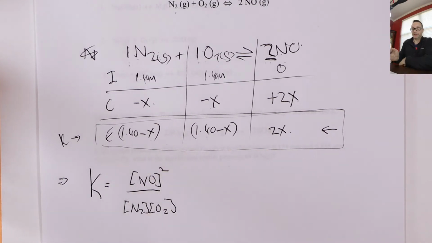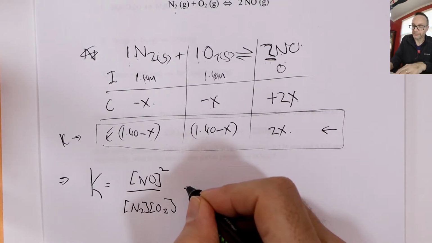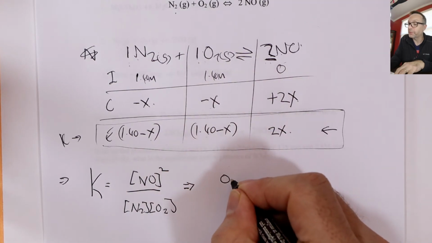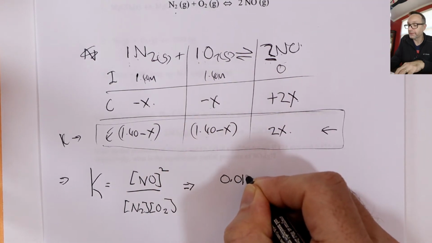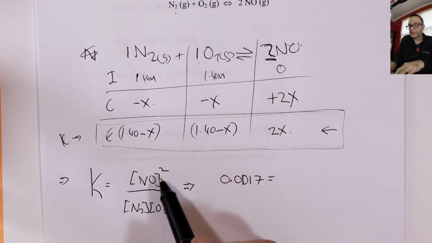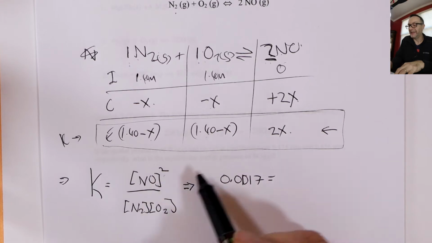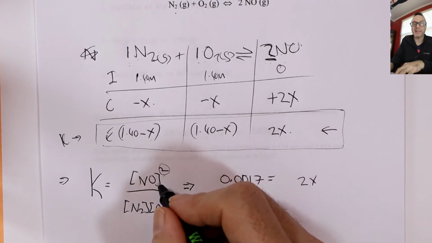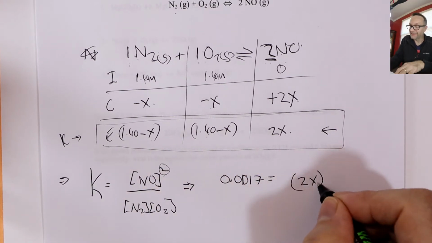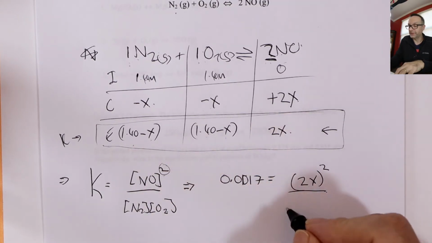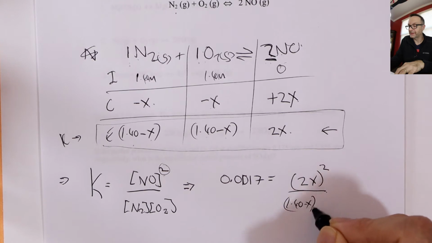So what we're going to do is the equilibrium math. K is known: 0.0017 equals this guy squared at equilibrium. Careful, the concentration is 2x, but you've got to square it, over this one times this one times this one, 1.4 minus x, 1.4 minus x.